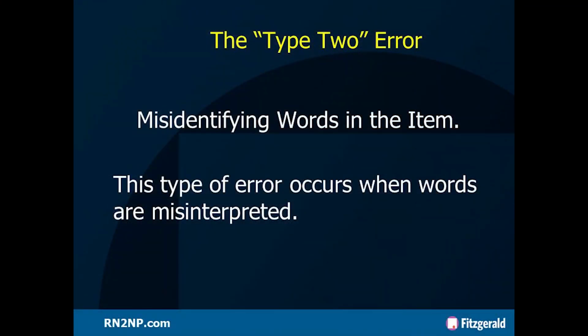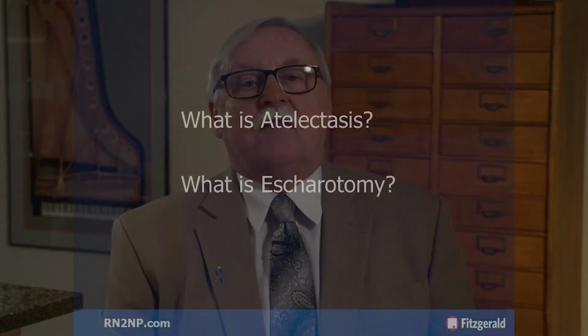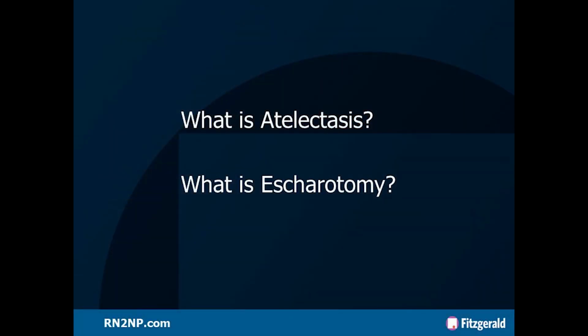The type 2 mental error is when you misidentify words. So many times in a review, I've asked the question, what is atelectasis? And the response many times is collapse of the lung. That's not what atelectasis is. It's collapse of the alveoli. That's what I call a type 2 mental error.